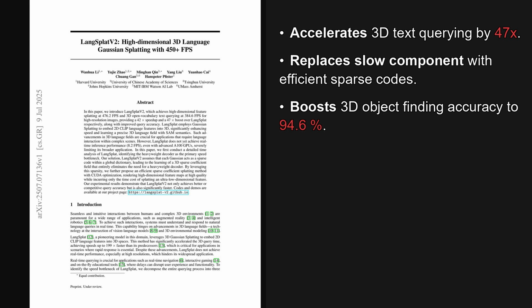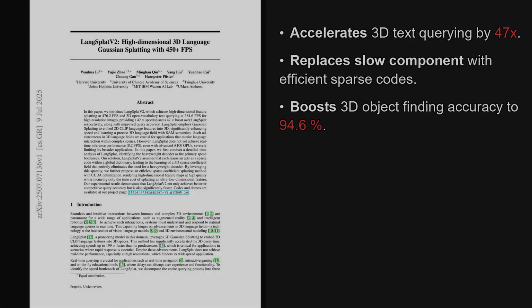I'm Alex, and today we're looking at a paper from the Hugging Face trending list, published on July 9th, 2025, just 2 days ago. This paper introduces a method that achieves a massive 47 times speedup for 3D open vocabulary text querying. The paper is titled LangSplatV2, High-Dimensional 3D Language Gaussian Splatting with 450 plus FPS. And as we'll see, this makes real-time language interaction within complex 3D scenes a practical reality. It tackles a key performance bottleneck by eliminating a slow decoder with a new sparse coding approach.